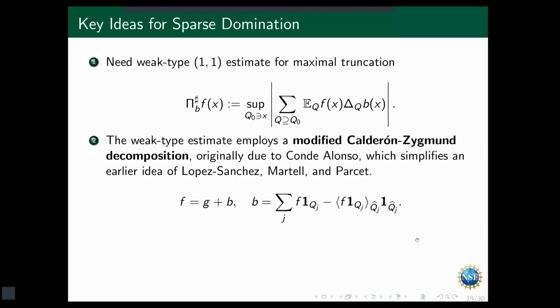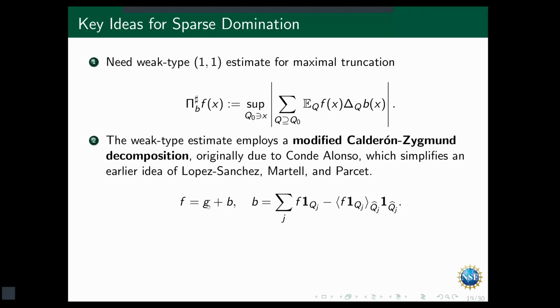To get this weak type estimate, we use a modified Calderon-Zygmund decomposition that works well in this non-dyadically doubling setting. And I think this version is originally due to Jose Conde-Alonso, but it simplifies an earlier idea of Lopez-Sanchez, Martell, and Parissis.